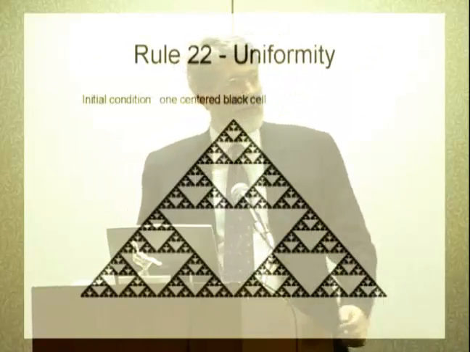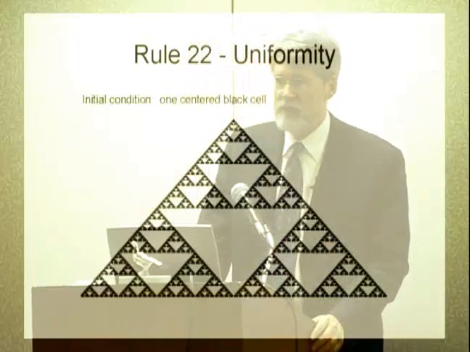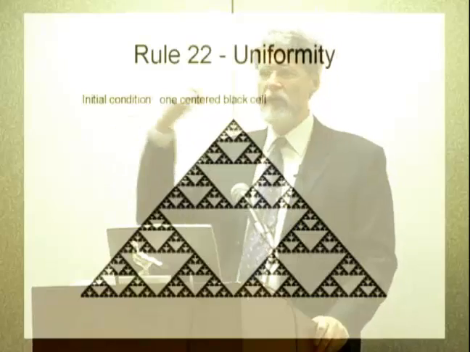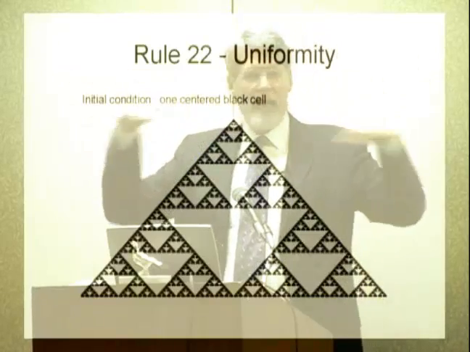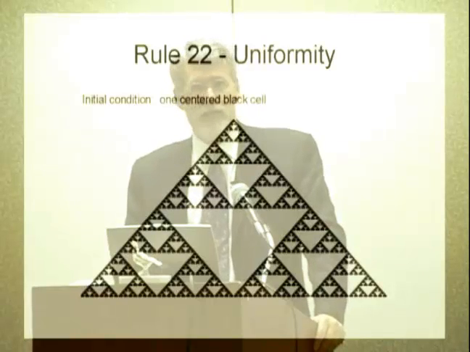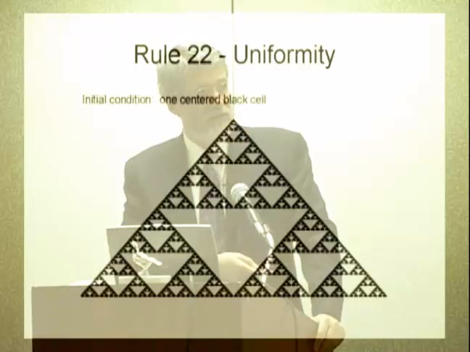Let's look at uniformity. This is rule 22, which we just saw. And here, the initial condition is a single black cell. At the top, you can sort of see that little black cell, but it's still pretty tiny. And then you just turn on the cellular automaton, follow the rules, and it produces this, which is sometimes called a Sierpinski gasket. You've probably seen this before.